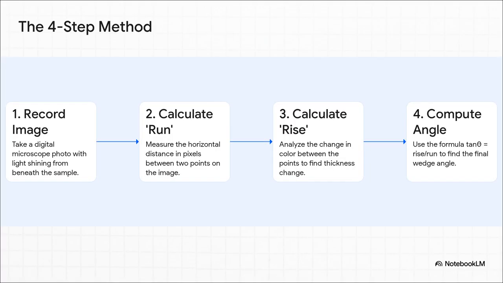Easy. And the process itself is just brilliantly simple. You start with a basic digital microscope picture. From that photo, you can easily measure the run in pixels. That's the easy part. But the real genius, the really clever bit, is in step 3, calculating the rise by analyzing that color shift we were just talking about. Once you have those two numbers, the final angle is just a quick bit of trigonometry.